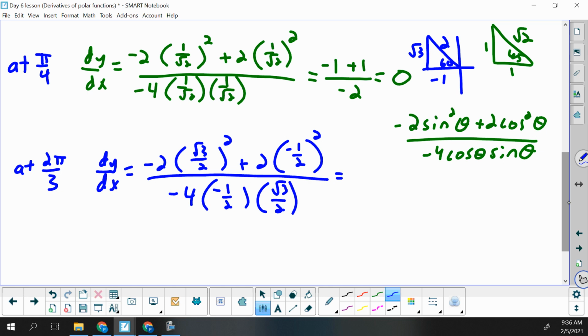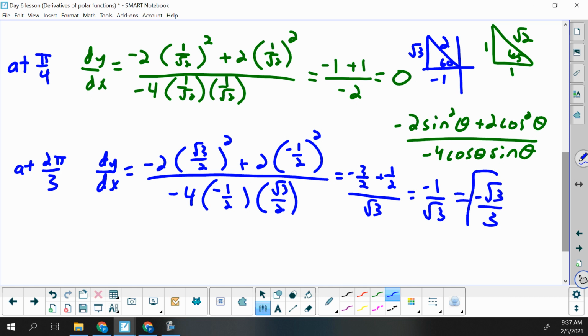So if we neaten this up, square root of 3 over 2 squared will be 3/4 times the negative 2 will be negative 3/2. Negative 1/2 squared is 1/4 times 2, which will be 1/2. Negative 1/2 times negative 4 is 2. 2 times square root of 3 over 2 is square root of 3. Negative 3/2 plus 1/2 will give us negative 1 over square root of 3. So you could leave it as that, or you could write it as negative square root of 3 over 3. So that's how you would find your slope at given points.